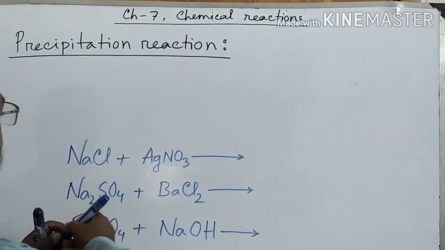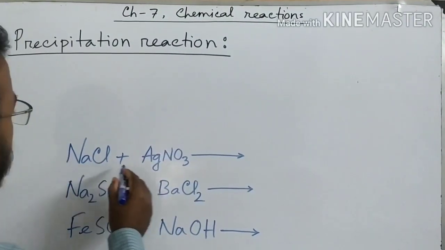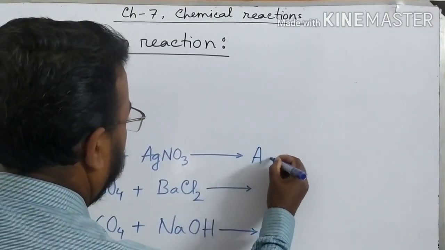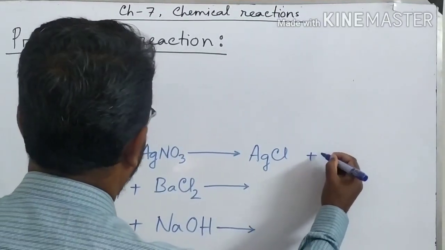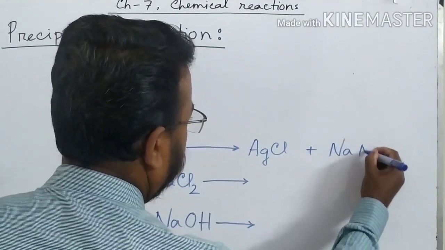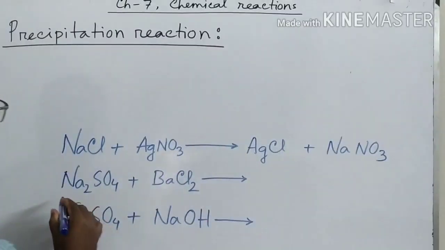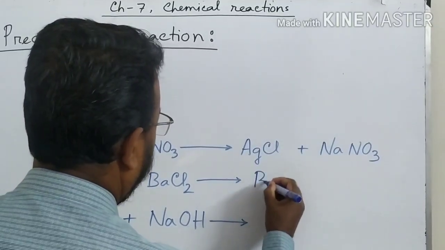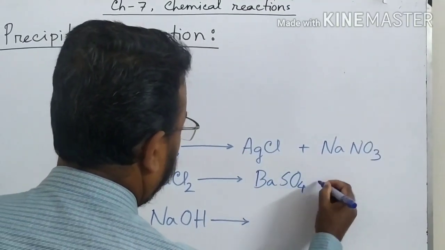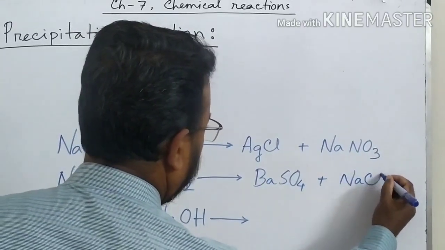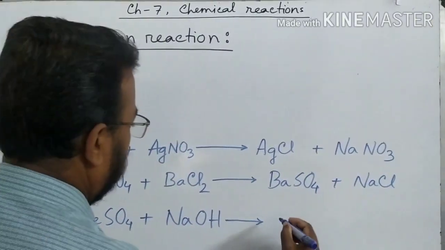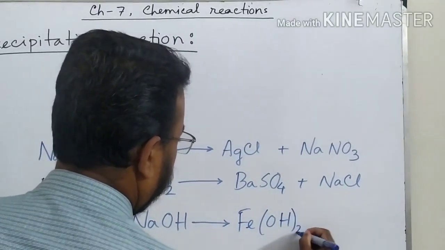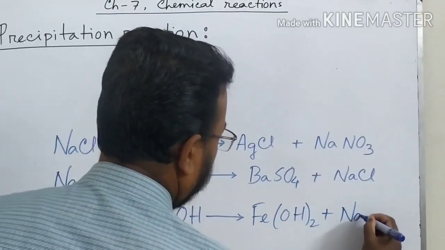Okay, everybody see that I have written 3 reactions. Sodium chloride reacts with silver nitrate to produce silver chloride plus sodium nitrate. Sodium sulfate reacts with barium chloride to produce barium sulfate plus sodium chloride. Ferrous sulfate and sodium hydroxide react together to produce ferric hydroxide plus sodium sulfate.